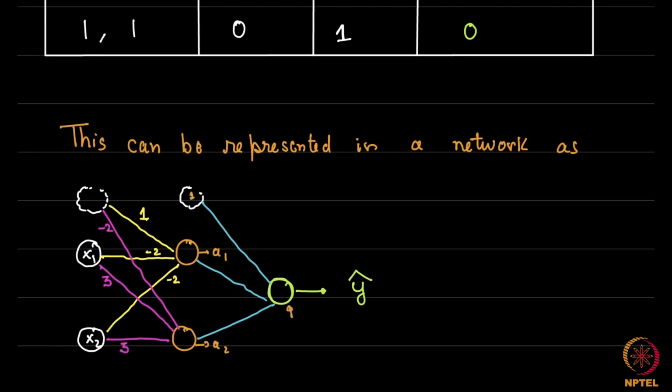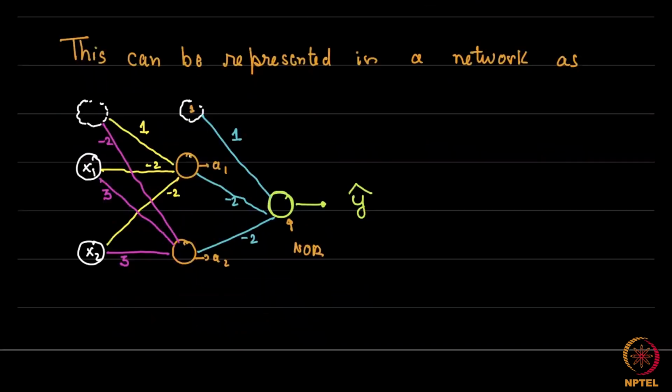Now, this gate is again the NOR gate, so it has the same weights as before: 1, -2, -2. You combine this network together with the hidden outputs being A1 and A2. In this case, we can interpret it, and the final output is going to be Y hat, which is XOR of x1, x2.